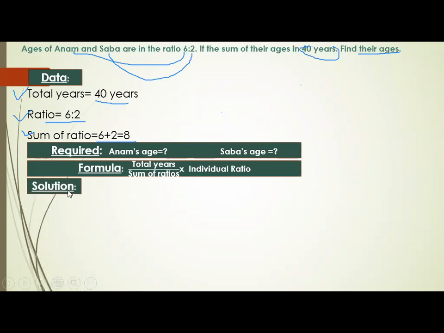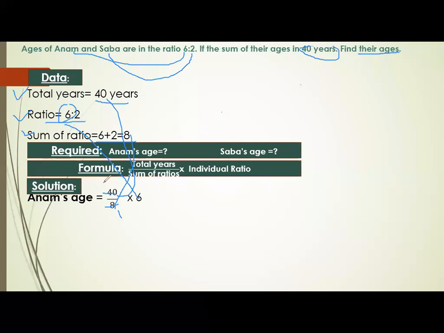In the solution, first we can find Anam's age. Anam's age will be 40. Total years is 40 over sum of ratio multiplied with the individual ratio for Anam. Anam's ratio is the first ratio, so we can write 6 over here. Okay, 8 ones are 8.